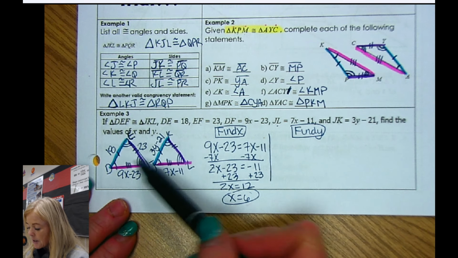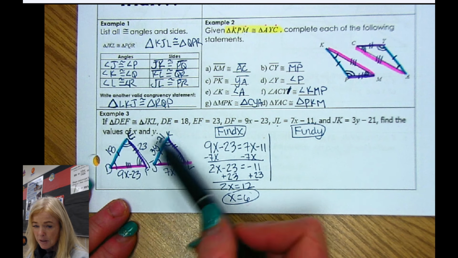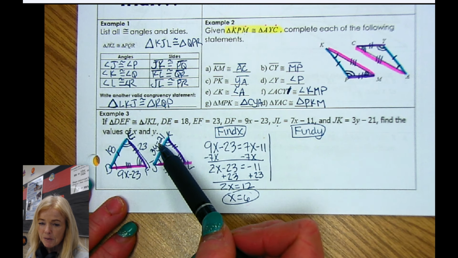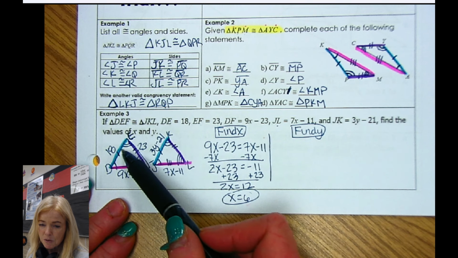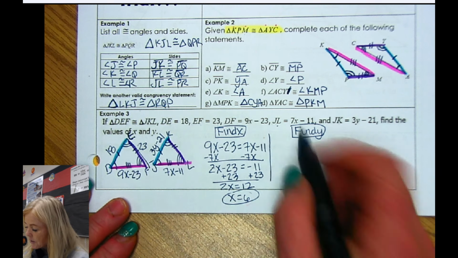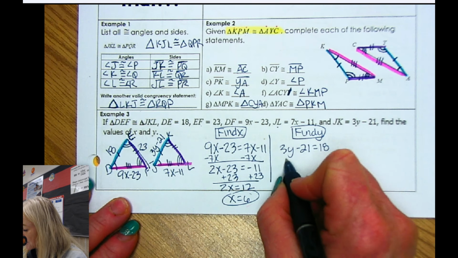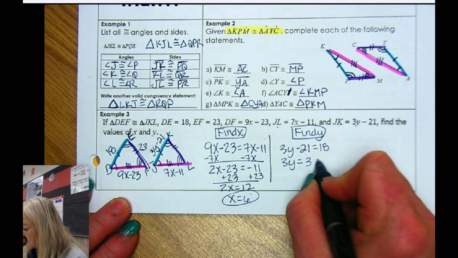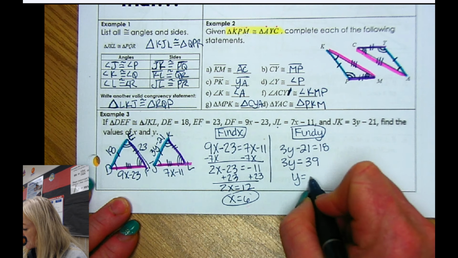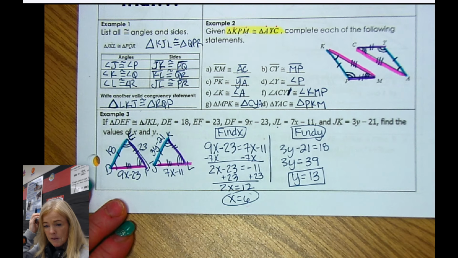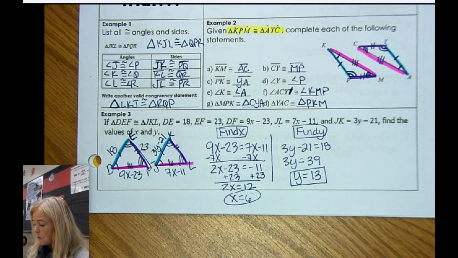Now to find y, I see y is in this expression. So 3y minus 21, I just need to find what it's equal to. And of course, it's equal to its corresponding side, which is 18. So I can set 3y minus 21 equal to 18. And then add 21. So that would be 39. And then y is 13, when I divide by 3. So there is what you would do to find x and y.